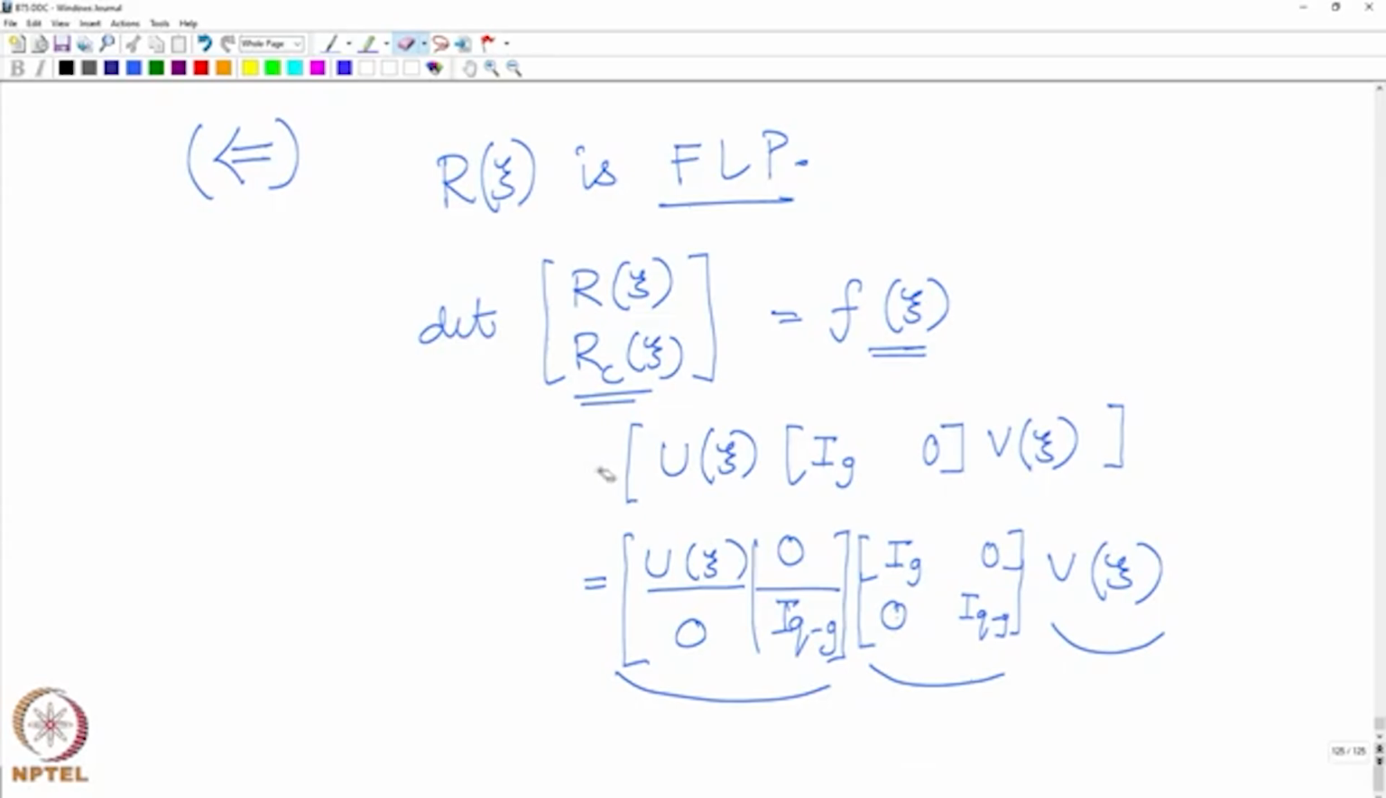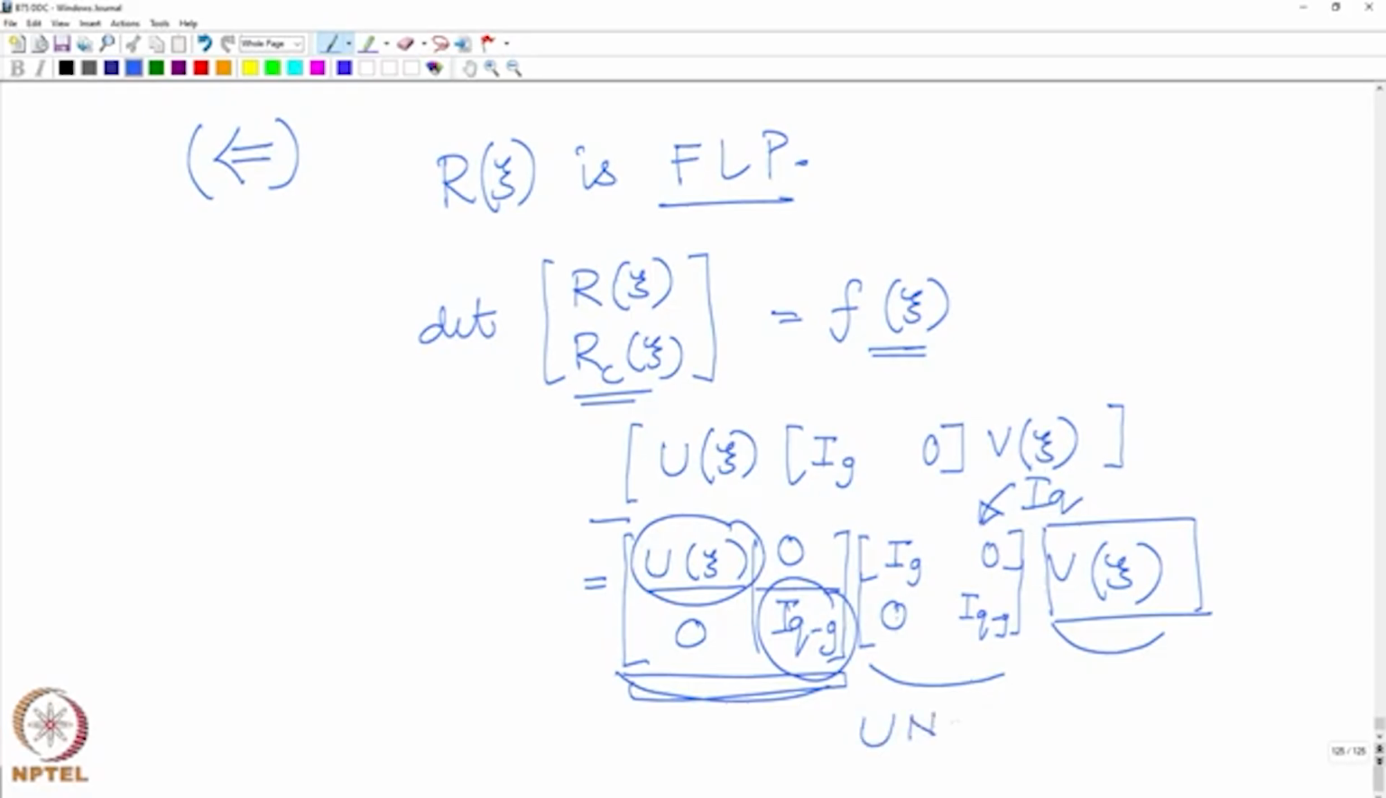I have just done this extra bit of trickery on this guy. Now, what can we say about this matrix? This matrix has a unimodular matrix on the right. This is actually identity of size q. So this is obviously unimodular. This matrix is a block diagonal matrix where this block is unimodular and this block is identity. So overall this also is a unimodular matrix. So in fact I have a product of 3 unimodular matrices. So this is a unimodular matrix.